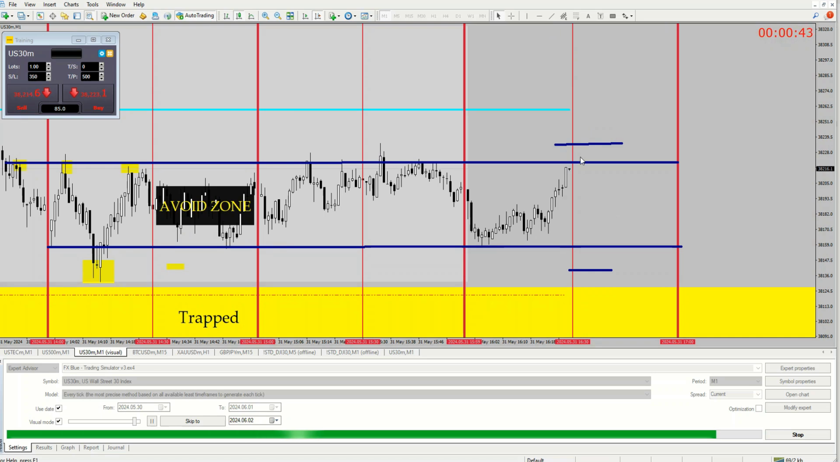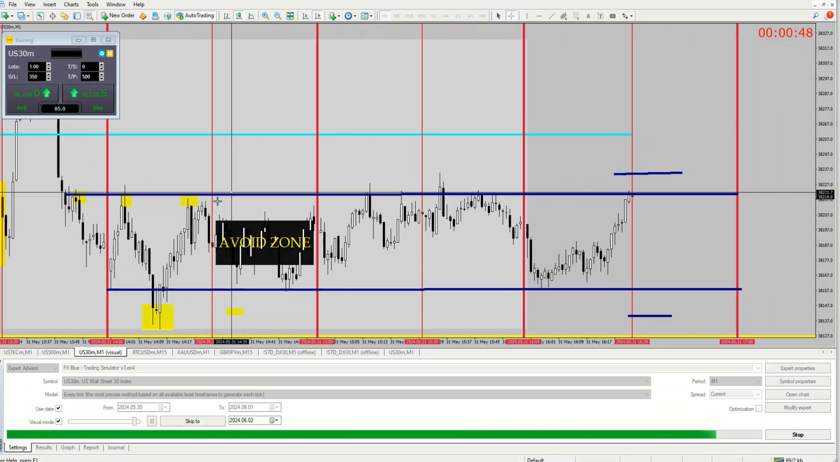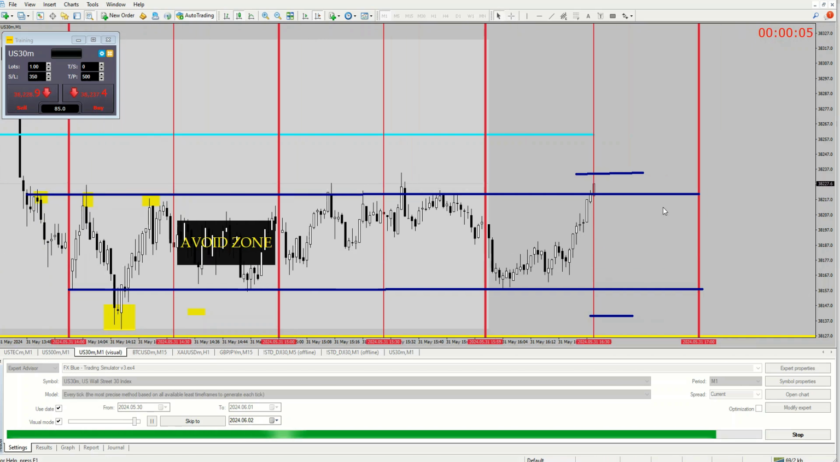Okay, so look at what they are doing. They are still in a big rectangle. Now this rectangle has taken over 2 hours. You know what this tells you? It tells you that when you get that opportunity, go for it for more than 50 pips.